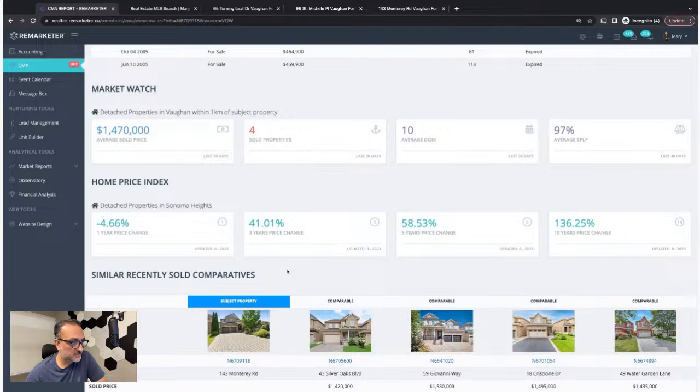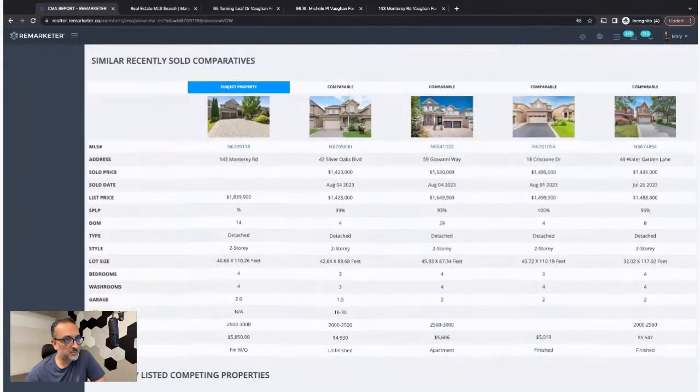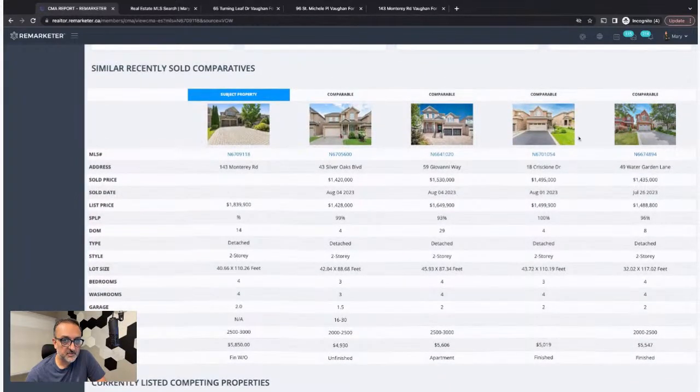I'm not going to get into the definition of HPI benchmark prices, but these can show you some trends relevant to the same type of property in the same neighborhood, as you can see right here. All right, now let's move down to the exciting part. This is where we can actually see some comparable properties. So we have this property right here listed at $1.8 million. And then we have 4 comparable properties right there, which you can see have sold.